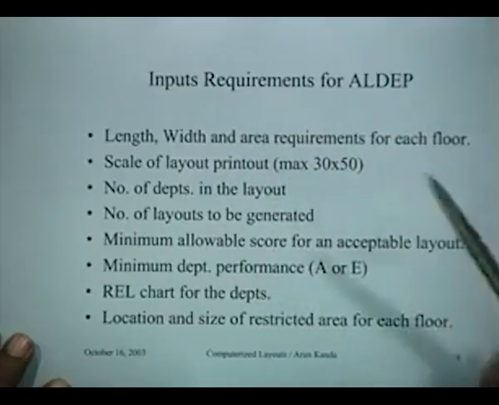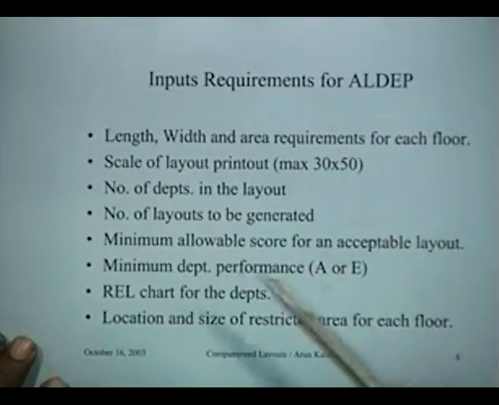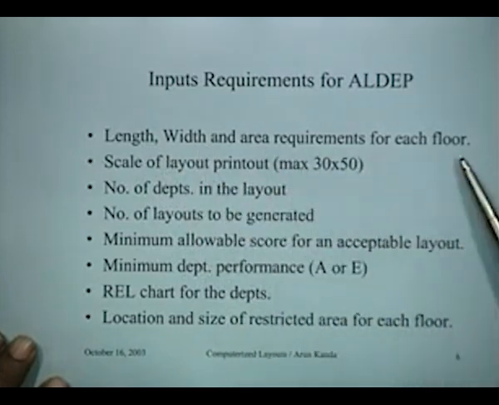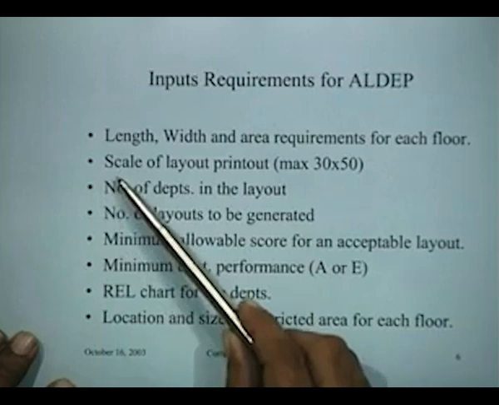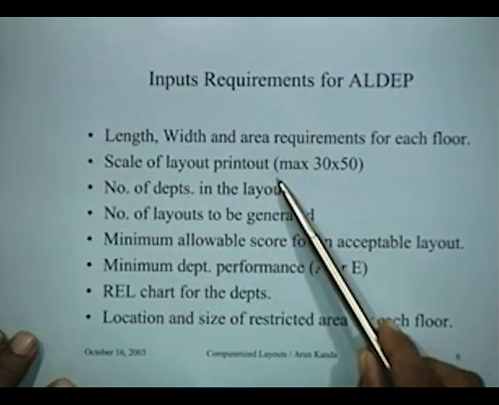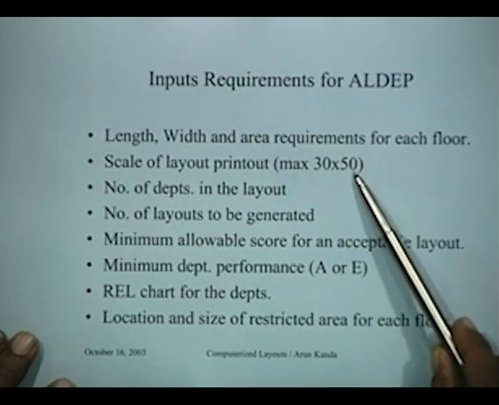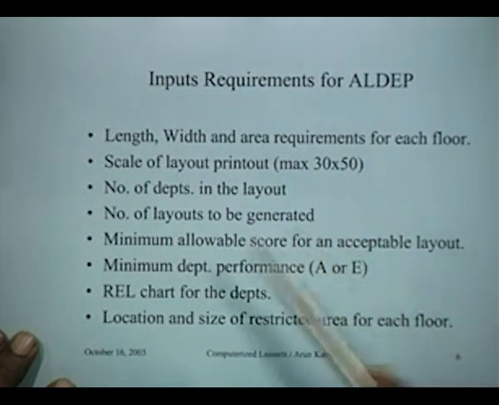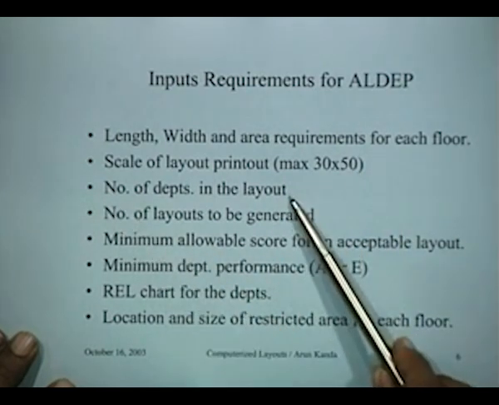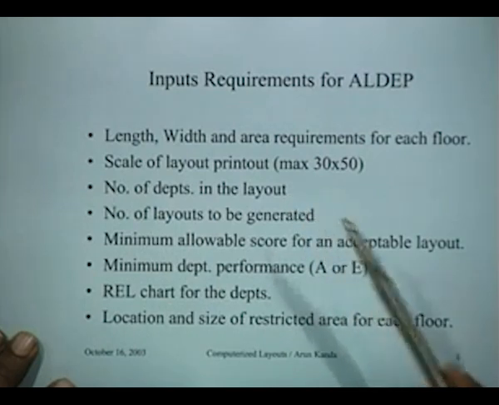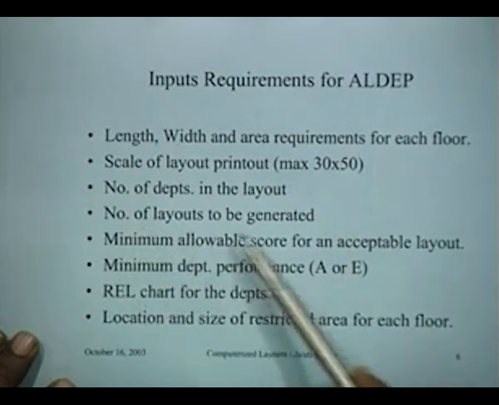So here are the input requirements for LDAP. What is the input needed? You need the length, width and area requirement for each floor on which you are going to do the layout. As I indicated to you, LDAP has a provision for handling layout problems on 3 floors, so you have to specify this information. You need to specify the scale of layout printout, which is generally a maximum of 30 by 50. You have to specify the number of departments in the layout. You have to talk about the number of layouts to be generated.